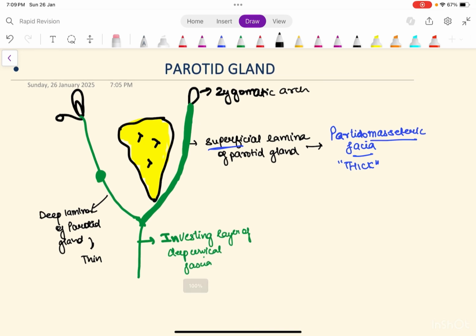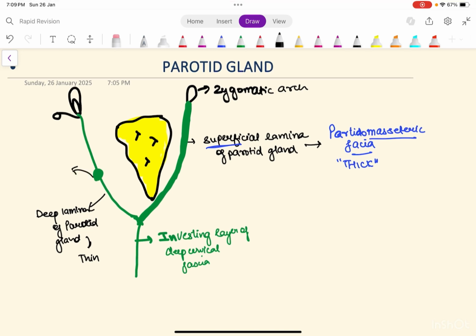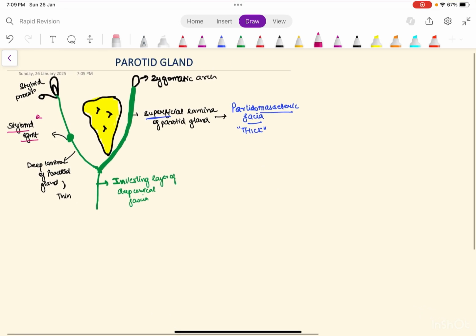Now here you need to observe that this thickens and it forms a thing which is the stylomandibular ligament. All right. So this is our styloid process. Now this is usually asked, which lamina of the parotid gland forms the stylomandibular ligament. All right. So this is our first diagram. Just know this much, that thick and thin and so on.